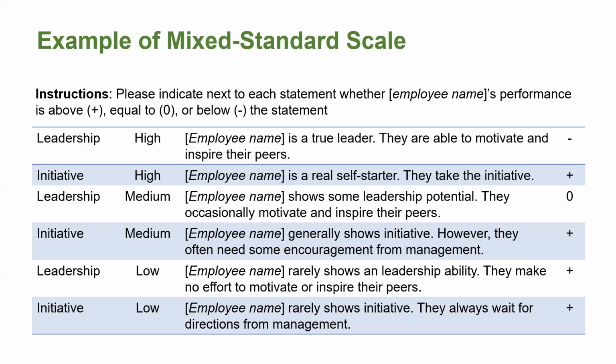The rater would then provide a plus sign, a minus sign, or a 0 next to each predetermined statement. So you would read each statement and decide if the performance on that trait was above what was described in the statement, then you would give it a plus. If performance was equal to what was described in the statement, you would give it a 0. And if performance was below what was described in the statement, then you would give it a minus.